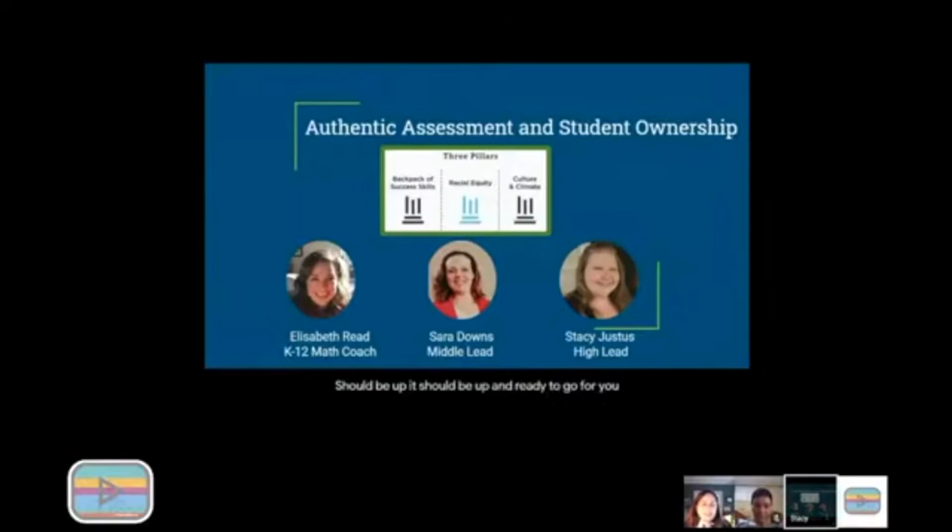I was just listening to the AIC meeting, and I'm so excited about how these things are all coming together to really develop strong Tier 1 instruction now in NTI, and then as we move forward and, hopefully, get to go back soon. So I'm Elisabeth. I'm your K-12 math coach, and we're excited to share with you some ideas for authentic assessment and student ownership in math. And Stacy is going to stay with us and talk about some high school examples and get us rolling here this morning.